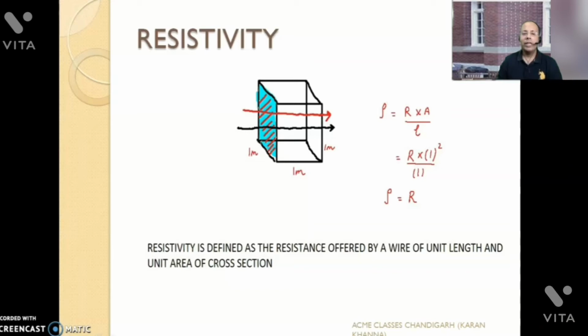So resistivity is a case of specific resistance. Resistivity is specific resistance. It is related to a specific situation and not all situations. So the term resistivity is a narrow term, resistance is a wider term.